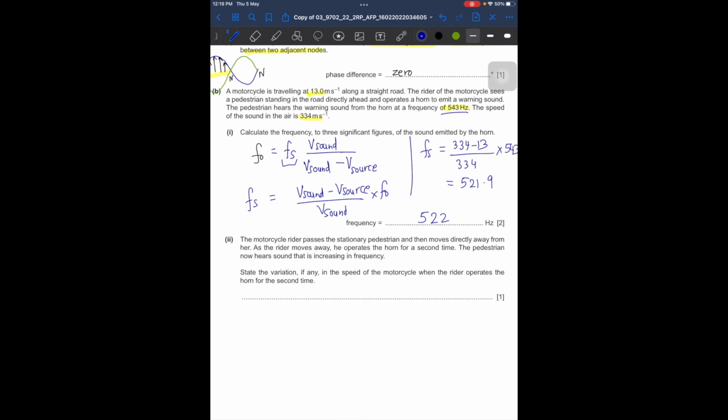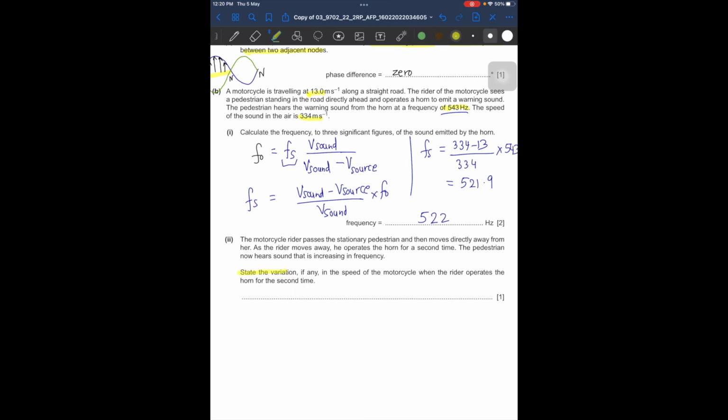Next, the motorcycle rider passes the stationary pedestrian and then moves directly away from her. As the rider moves away, he operates the horn for a second time. The pedestrian now hears a sound that is increasing in frequency. Oh, that's different from what you would usually experience, because if the motorcycle is moving away from you, the frequency should decrease, but here it is increasing, and that's what the question is asking.